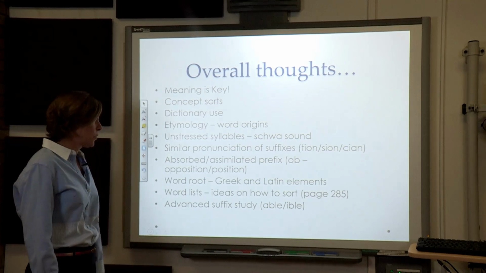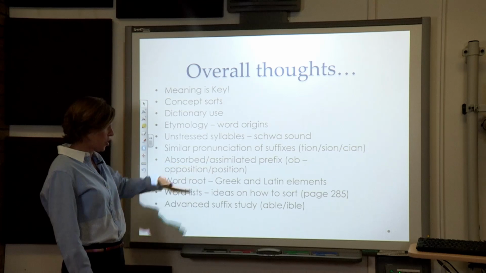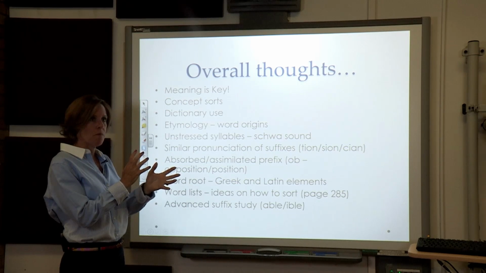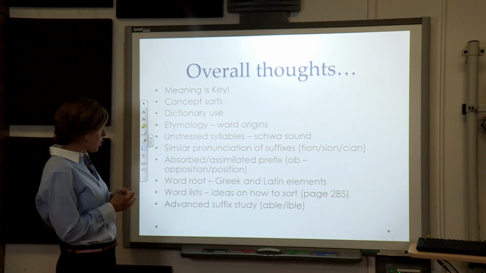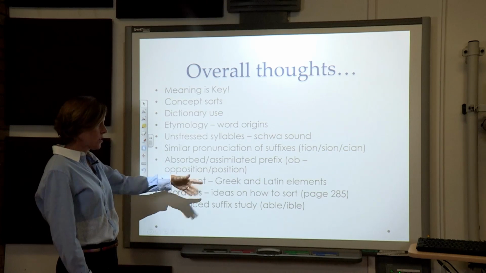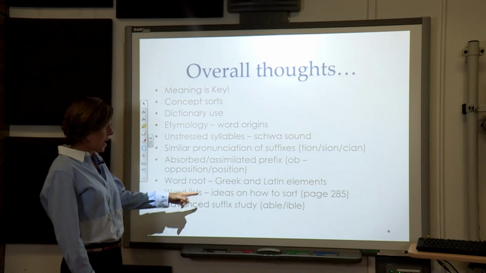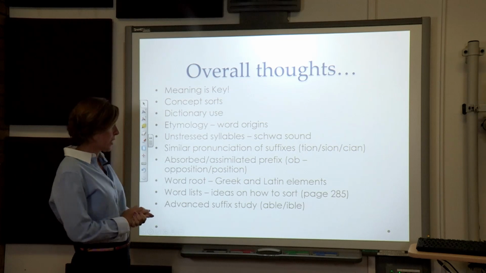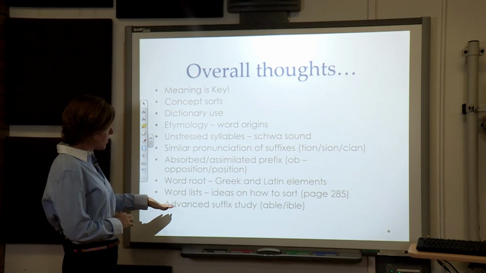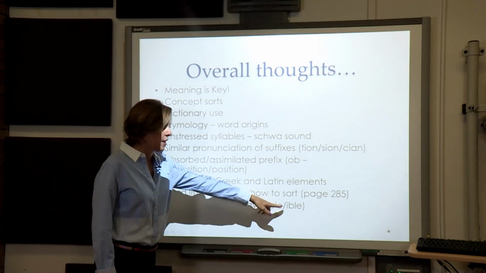Absorbed and assimilated prefixes, like ob in opposition and position. Again, we've got this meaning relationship and the relationship between these words. Word roots. We have the Greek and Latin elements, word lists, ideas on how to sort. There's tons of ideas on how to do word sorts on page 285. And then also advanced suffix study, like able and ible.